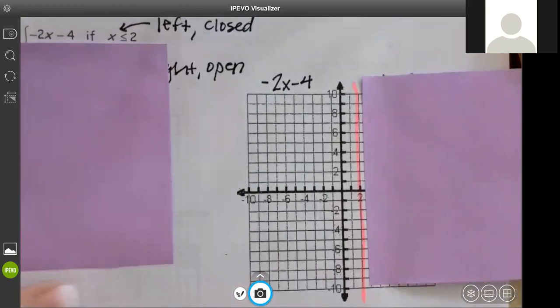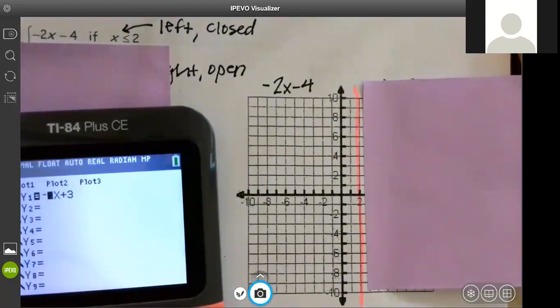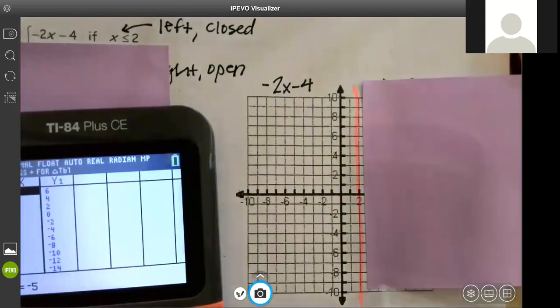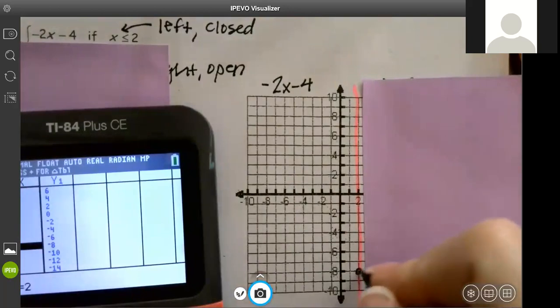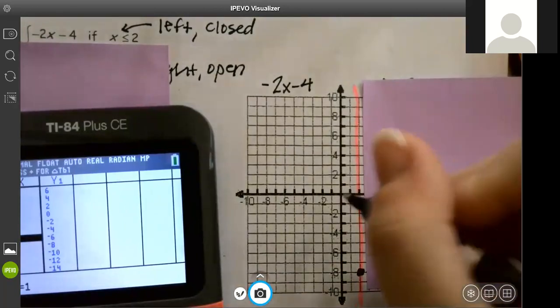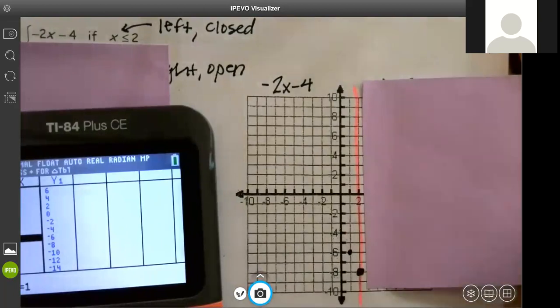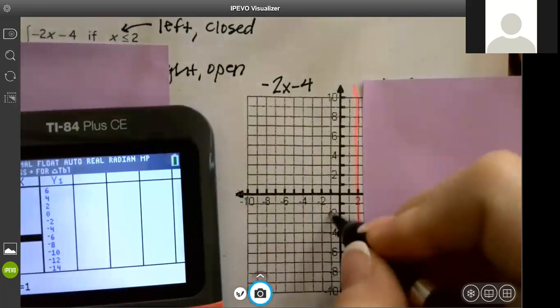Graph your first function. Remember, we can use our calculator to find our points. That is perfectly fine. -2x - 4. On the boundary, it says it's closed. My boundary is at 2. So (2, -8) is closed. And then we graph to the left. That's up in your chart. (1, -6), (0, -4). Again, you can see the pattern, up 2 over 1.